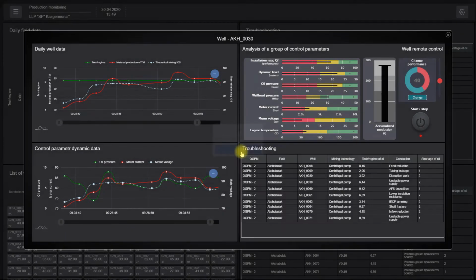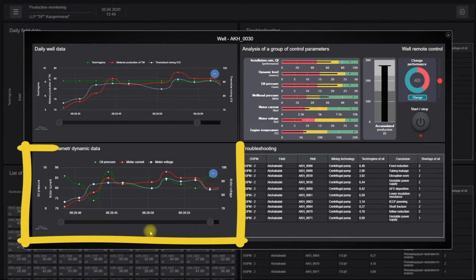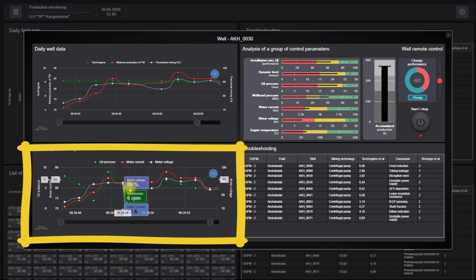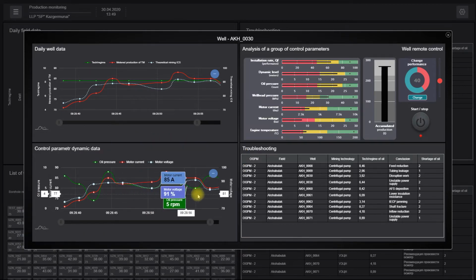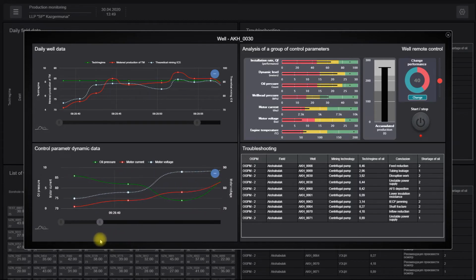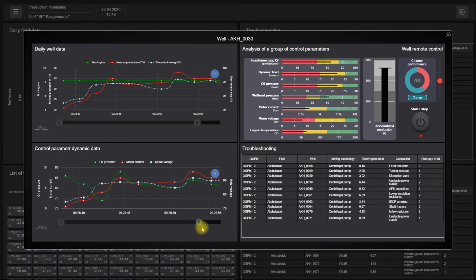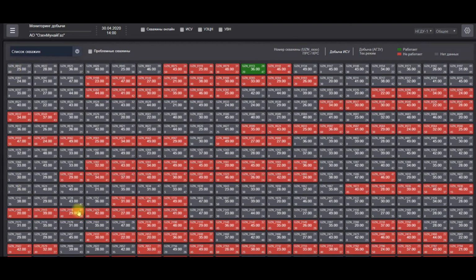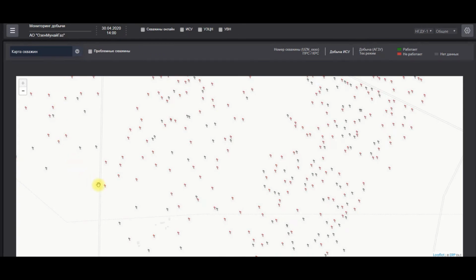In the lower left corner, there is a graph of historical values for the selected time period of some of the control parameters. Ranges of changes in units of measurement of control parameters are different to each other and differ by several tens of times. Therefore, before submitting them as input values to the decision-making system, it is necessary to normalize the data. The system provides matrix and cartographic forms of visualization of well operations, where stops are highlighted in red.